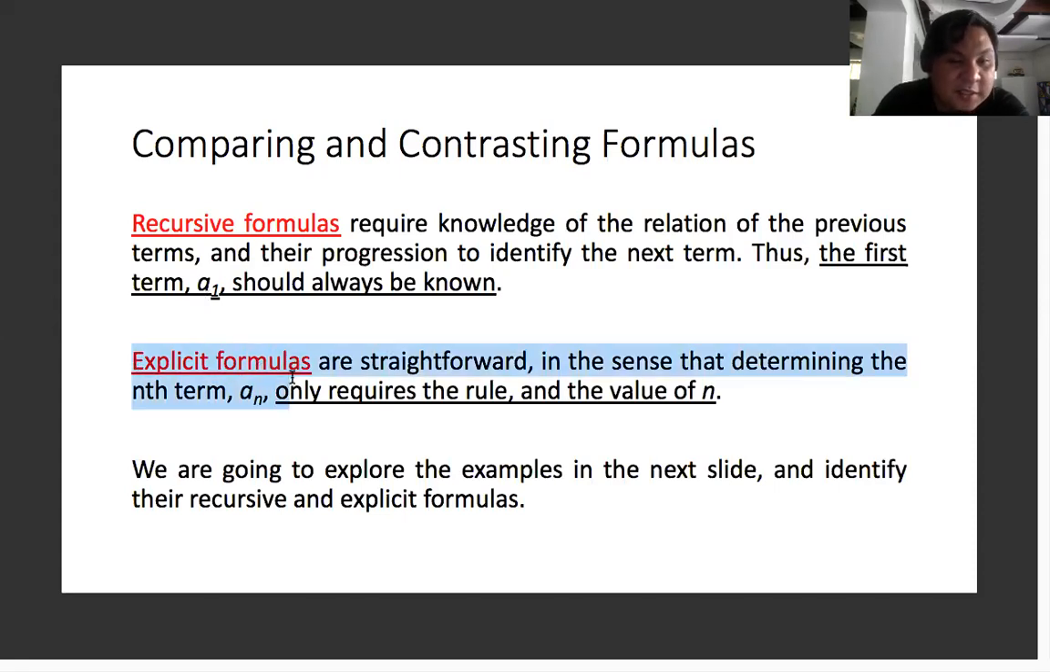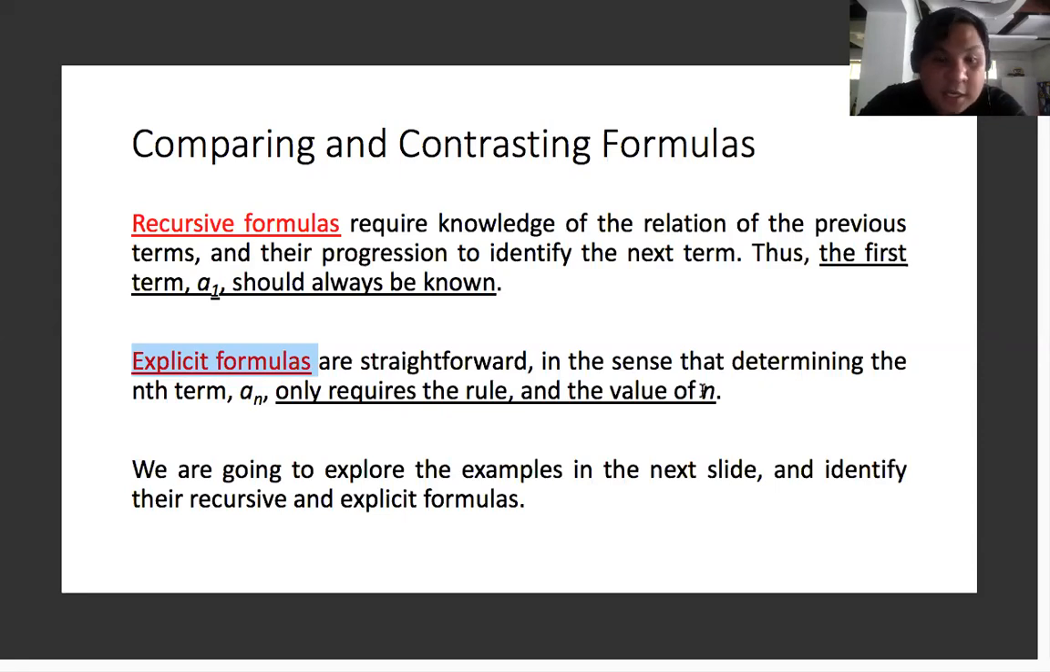Explicit formulas are straightforward in the sense that determining the nth term, a sub n, only requires the rule and the value of n. This is also what I mentioned earlier. If you need to look for a sub 5, just substitute 5 for the value of n, apply the rule, and you automatically figure out your fifth term.